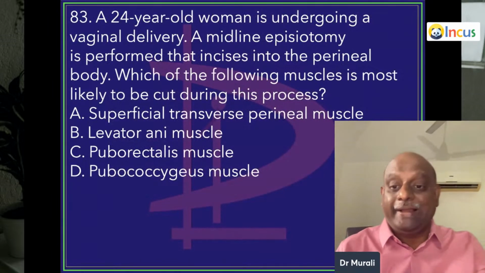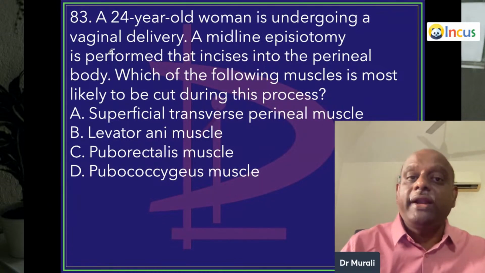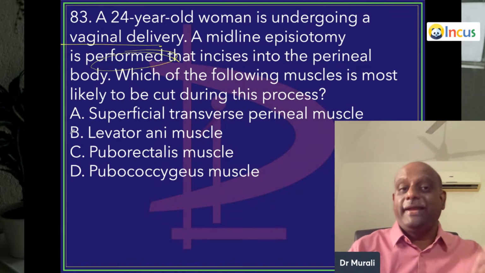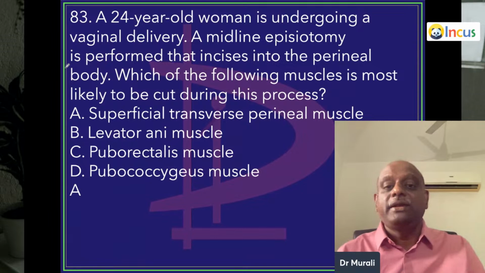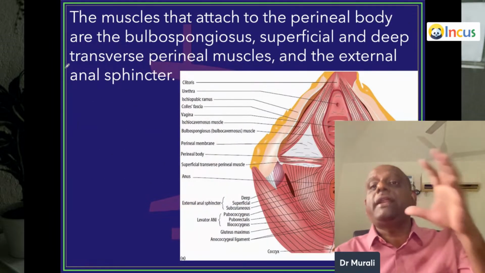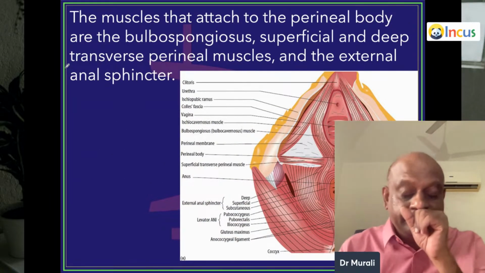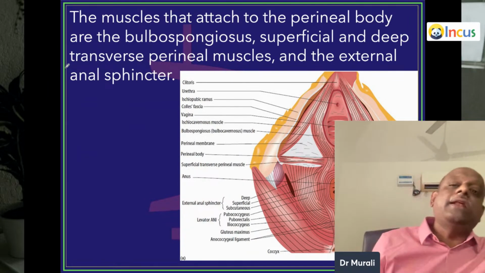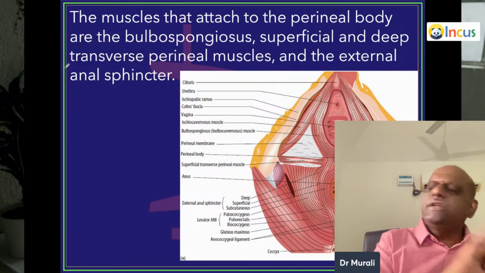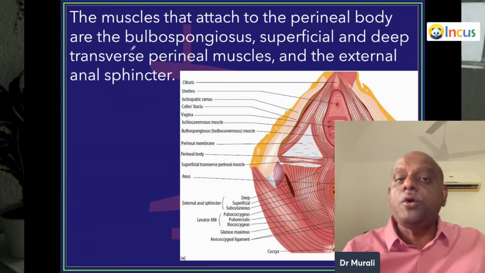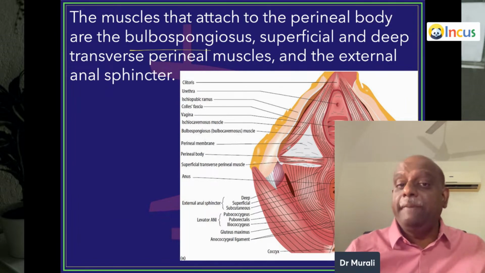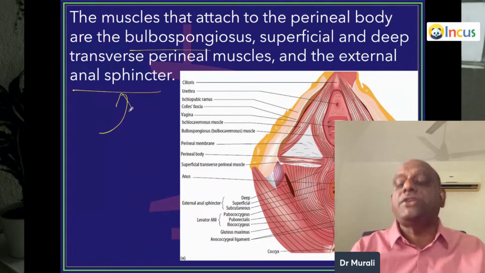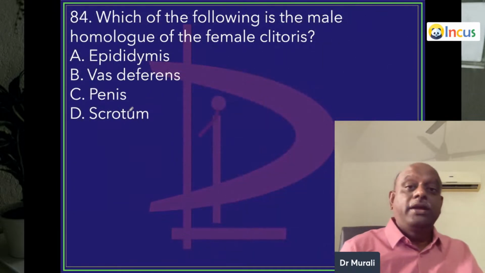A 24-year-old undergoing vaginal delivery, midline episiotomy is performed. It is incising perineal body. Now, what are the structures that are attached to the perineal body? Superficial perineal pouch, deep perineal pouch, perineal body. All this anatomy you need to master. Bulbospongiosus, superficial and deep transverse perineal, and external anal sphincter. They are all the muscles attached to the perineal body.